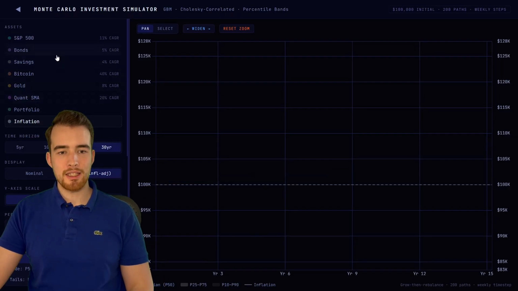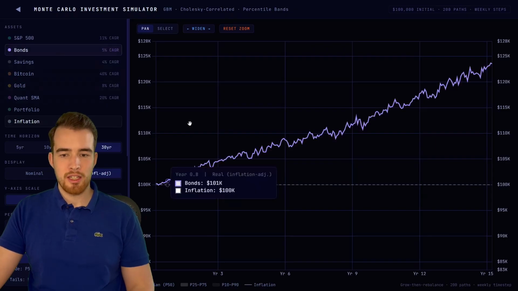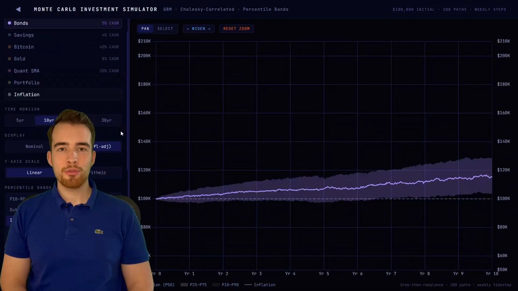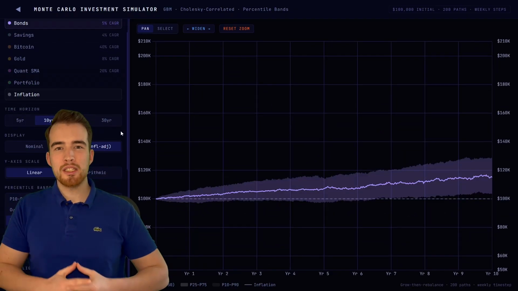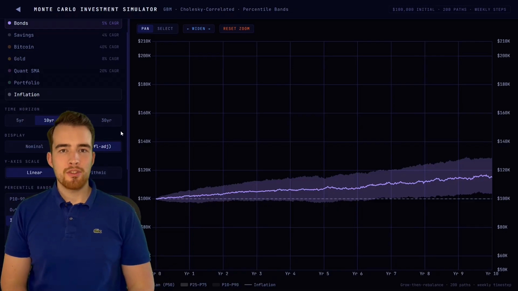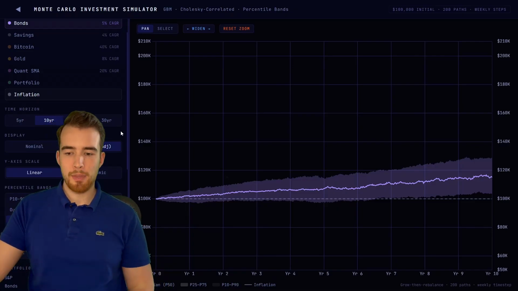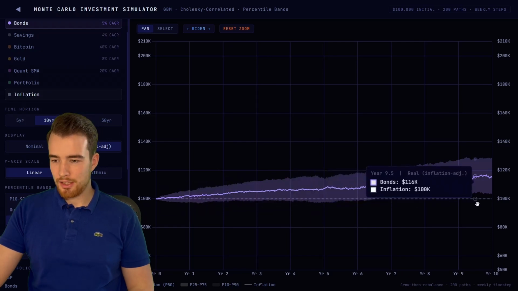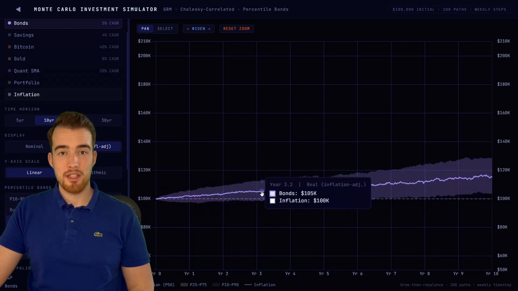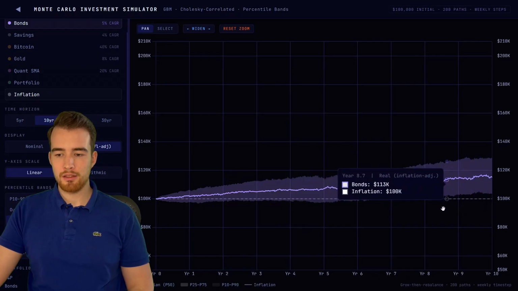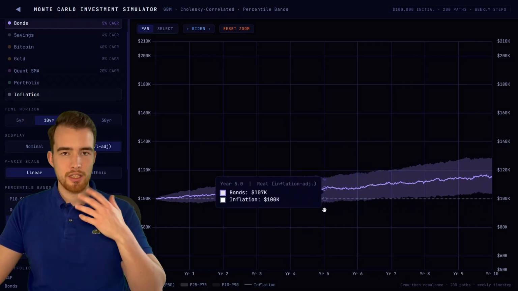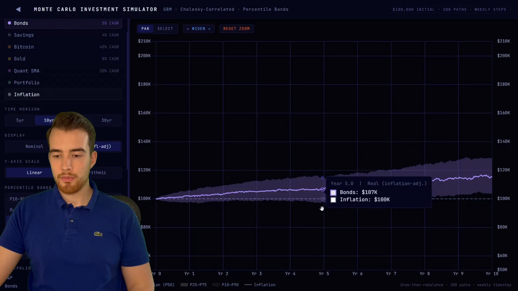Let's look at the classics of bonds and then stocks. By the way, going forward, we're always going to look at real values, meaning inflation adjusted. So you don't have to worry about that. The baseline, as you can see here, the dashed line, that is adjusted for inflation basically. So if something is below that, after inflation, after counting in inflation, it's a loss.